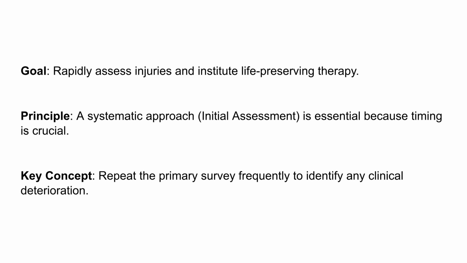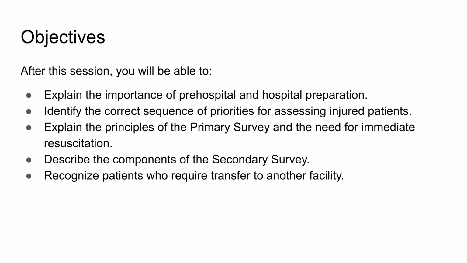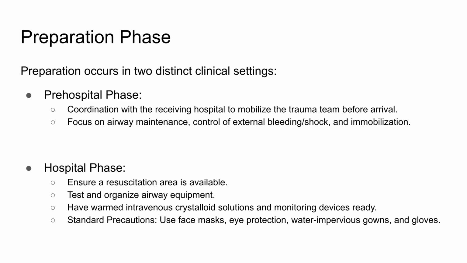A systematic approach is crucial, and the primary survey must be repeated frequently to identify deterioration. The objectives include understanding pre-hospital and hospital preparation, identifying assessment priorities, explaining the primary and secondary surveys, and recognizing patients who require transfer. The preparation phase involves pre-hospital coordination, focusing on airway, bleeding control, and immobilization.